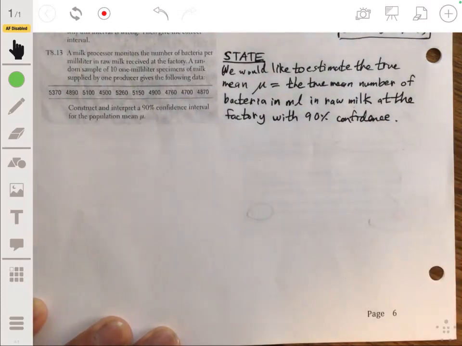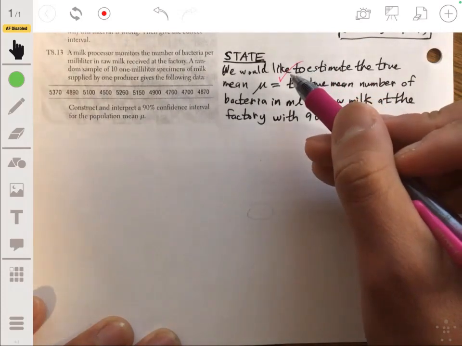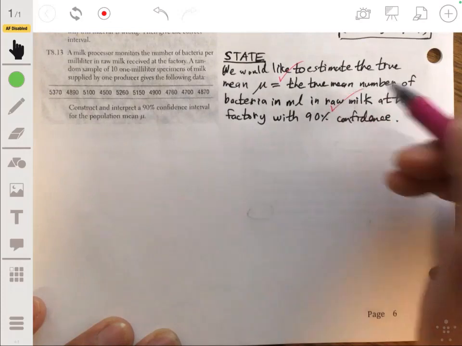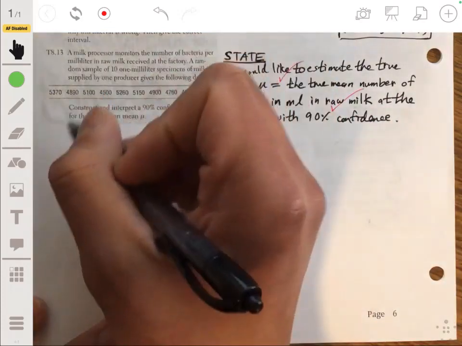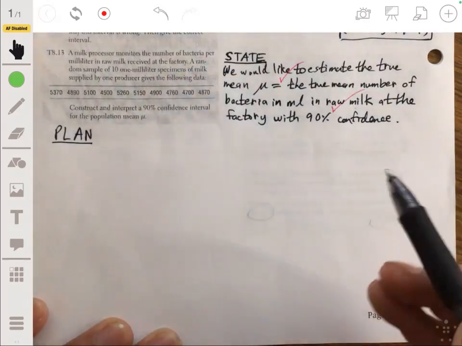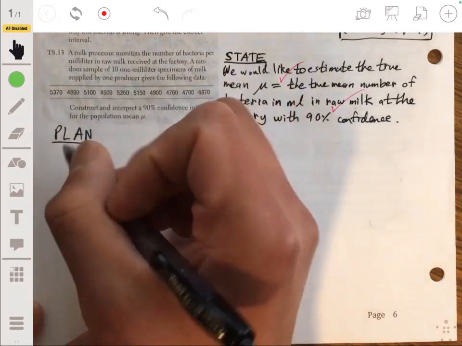So the two key things you want to address here are that you want to estimate the population parameter and what it means, and the level of confidence. So make sure you hit those two. Next, we're going to mention our plan. So our plan is to construct a one sample t interval for mu as long as the conditions are met.